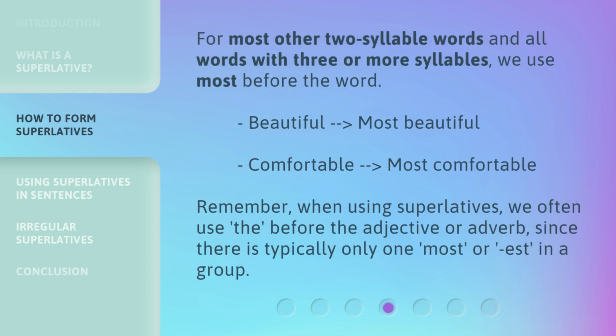For most other two-syllable words and all words with three or more syllables, we use most before the word. Beautiful, greater than most beautiful. Comfortable, greater than most comfortable. Remember, when using superlatives, we often use the before the adjective or adverb, since there is typically only one most, or est, in a group.